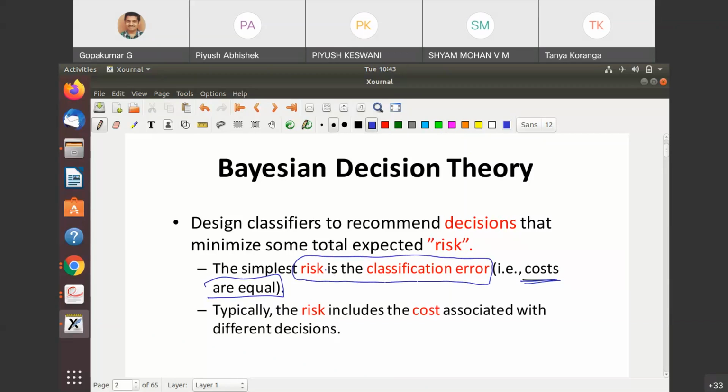But if the costs are not equal, then the risk includes the costs associated with the different decisions also. So you can always bring additional factors into the risk. We will see that one. That is another important thing that we have to keep in mind.